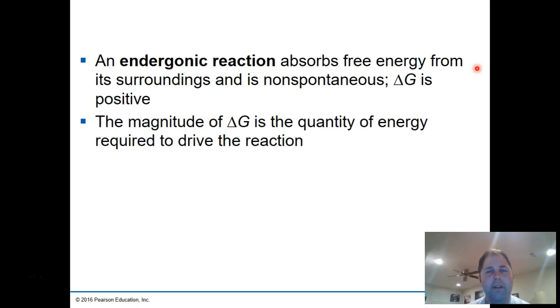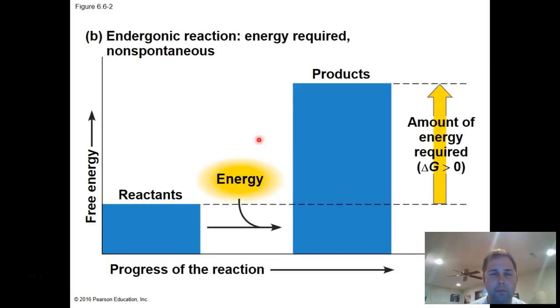An endergonic reaction is going to absorb free energy. Delta G will be positive. So here's our reactants, here's our products. Final minus initial is going to be a positive number. This reaction is going to require energy to be put in for it to work. This is endergonic and non-spontaneous.